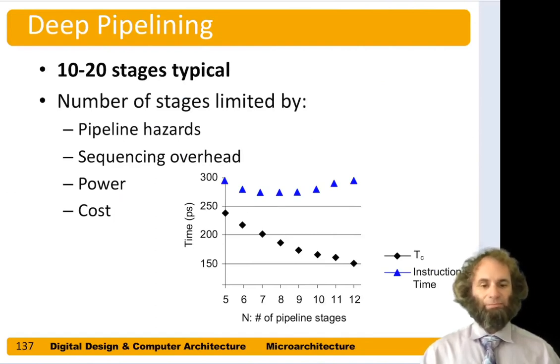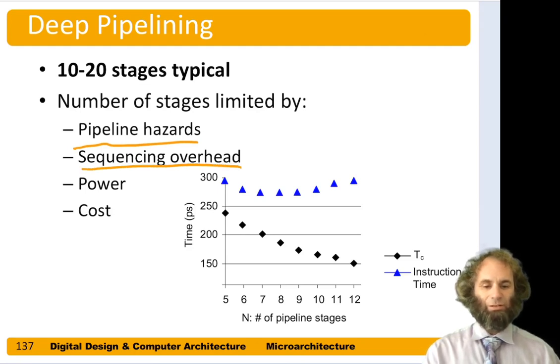So, in deep pipelining, many processors these days, especially high-performance processors, tend to have more than 5 pipe stages, 10 to 20 more pipe stages. So 10 to 20 pipe stages is pretty typical. And the number of pipe stages is limited by the pipeline hazards. If you have, say, too much of a branch misprediction penalty, that may make performance get worse. It's limited by the sequencing overhead, in that each pipeline stage we add adds some setup and clock-to-Q delay. Power, more registers and higher clock speed cost more power, and the cost of the extra hardware.